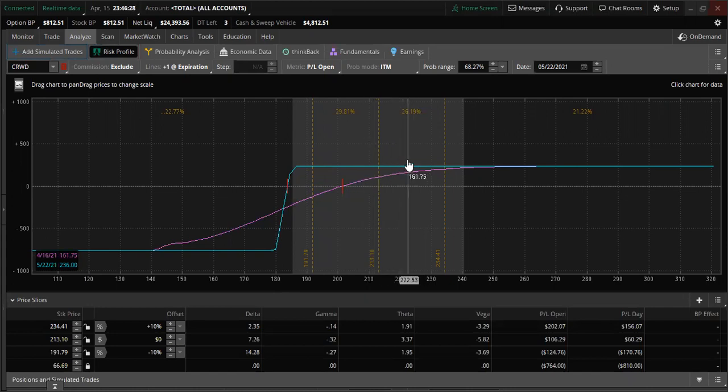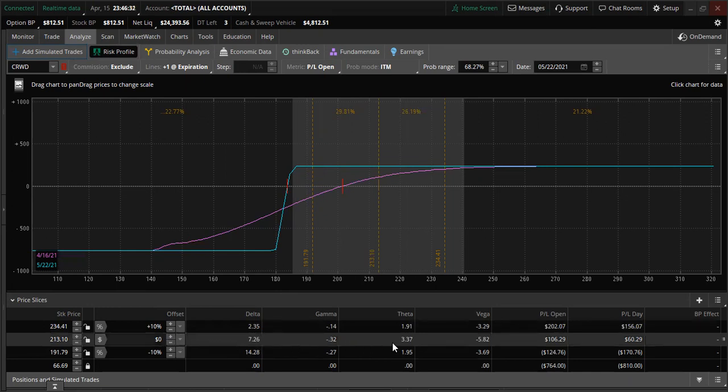shaded area by expiration. And the reason for doing this is I'm offsetting the theta decay that I'm experiencing in the call options that I have, betting that the price of the stocks are going up.